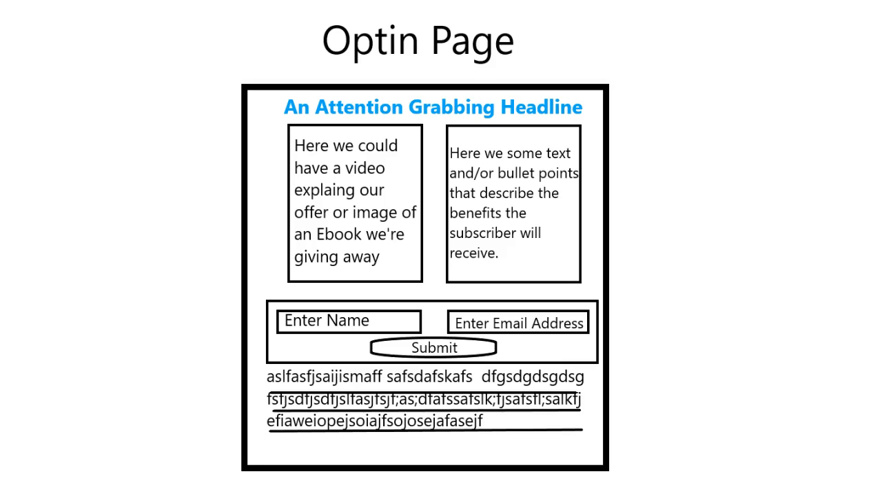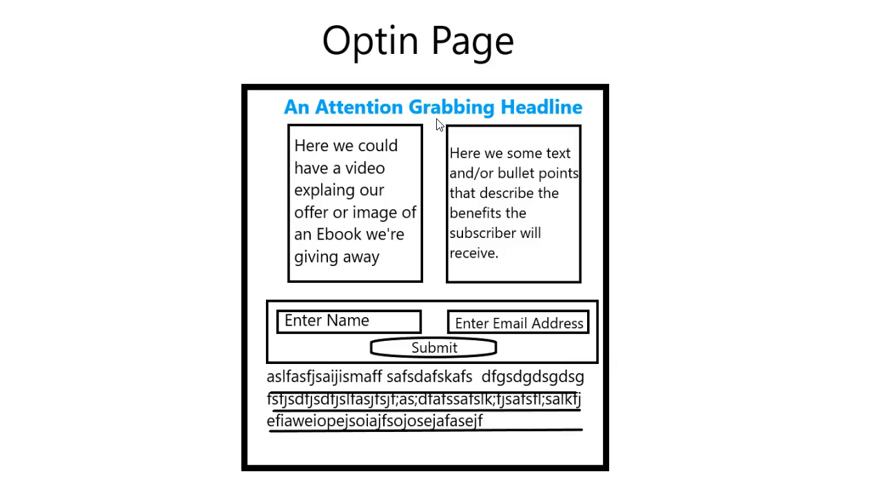Now, first I'm going to show you an illustration of an opt-in page, just so I can show you the main components that make up most opt-in pages. And the first thing we're going to see on an opt-in page usually is a headline. The headline is at the top of the page and is there to grab someone's attention immediately so that they are more likely to read the rest of the page.